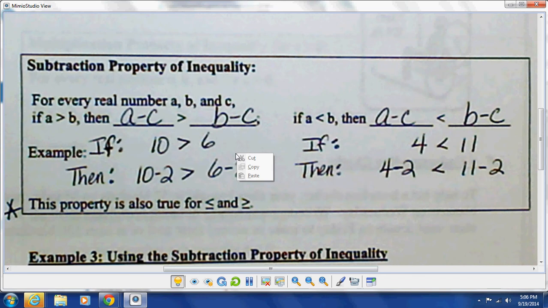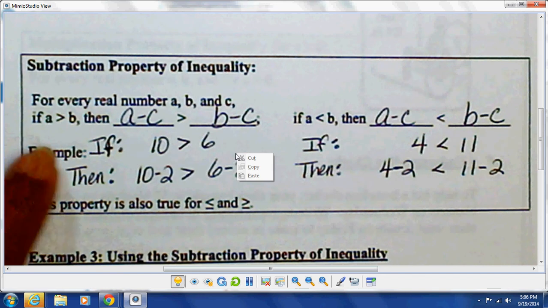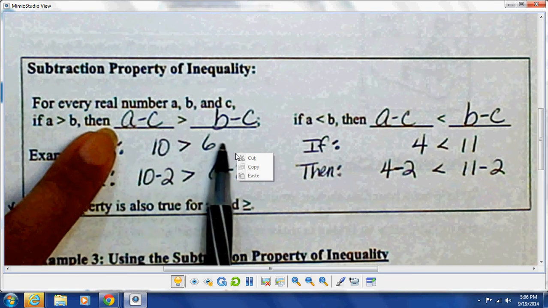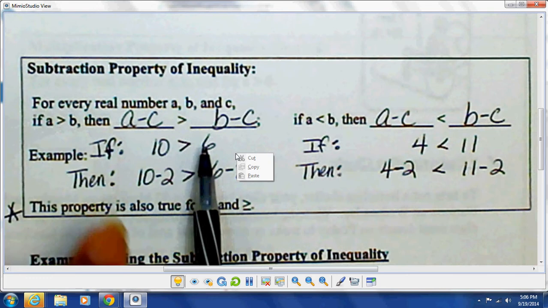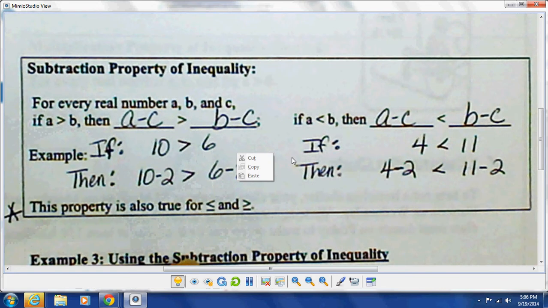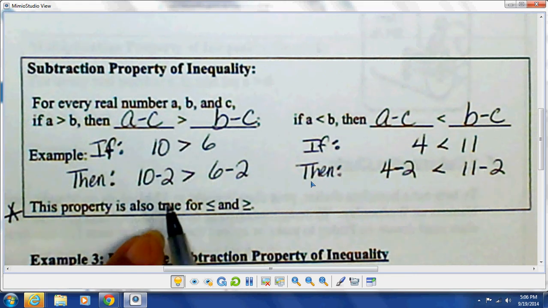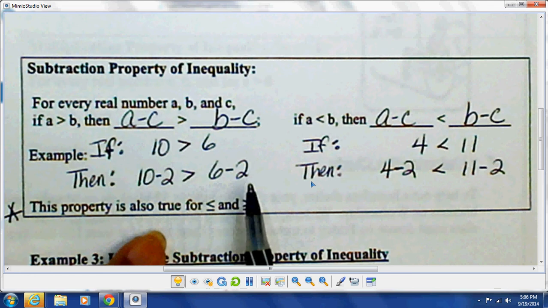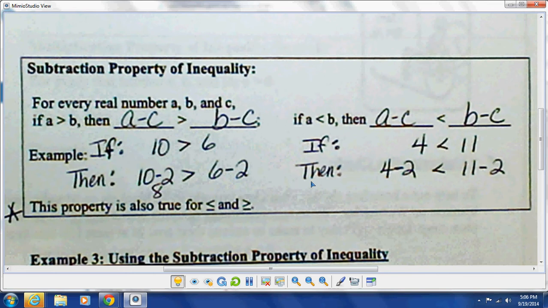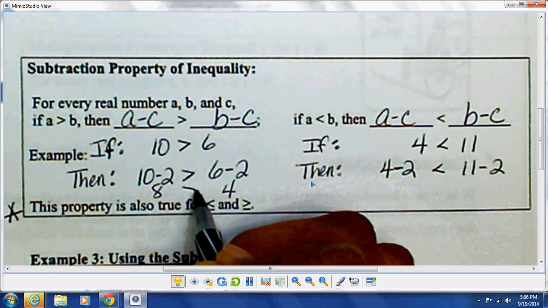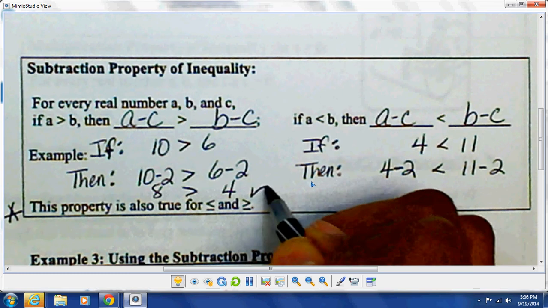So let's do an example and plug in some values and check to see if that is true. Okay, in this case, my 10 is my a, my 6 is going to be b. So let's find us a c value, and I'm using 2 in this case. So if I plug in 2, since I need a minus c, I'm going to do 10 minus 2. And on the other side, I'm going to do 6 minus 2. So if I were to solve that, I know that 10 minus 2 is 8. 6 minus 2 is 4. 8 is greater than 4. So that does prove to be true. It would check.